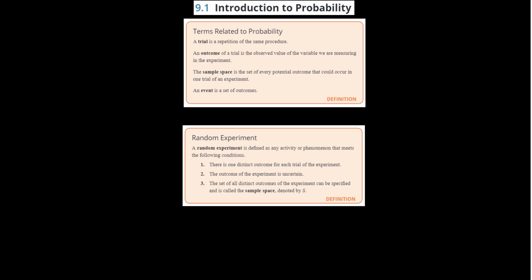Alrighty, so if we toss a coin and observe the outcome, have we met the three conditions of a random experiment? Now again, the random experiment has a distinct outcome for each trial, and the outcome of the experiment is uncertain. So a distinct outcome and an uncertain outcome. And then the set of all distinct outcomes of the experiment can be specified and is called the sample space, which we denote S. So looking here, if we toss a coin, have we met the three conditions?